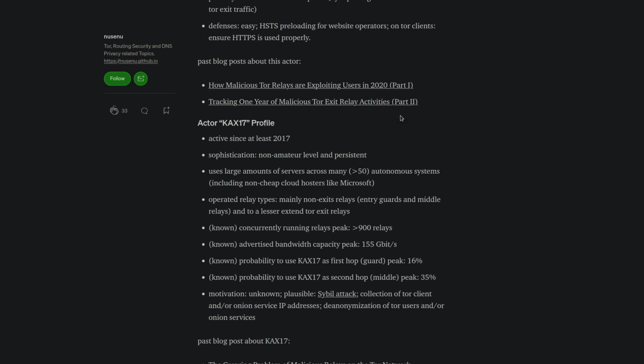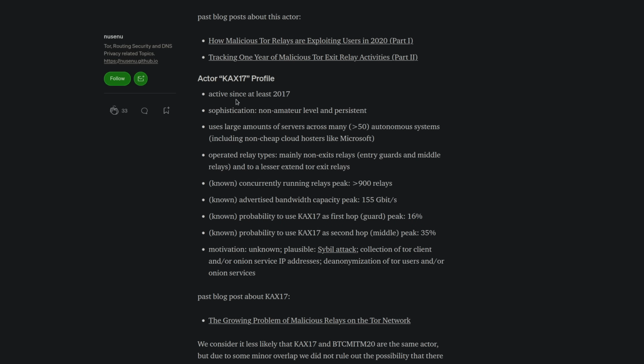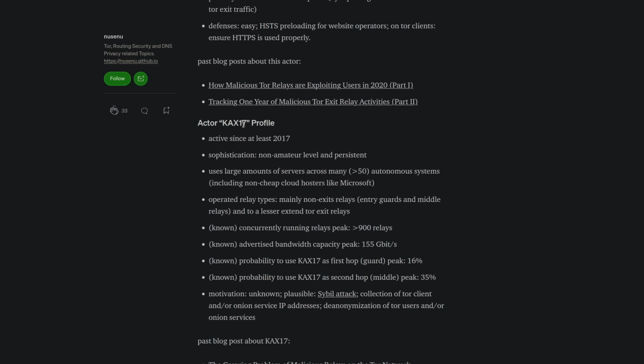If we look at the breakdown of the relays that are believed to be operated by CAX-17 in their profile, so they've been active since 2017. That's where the 17 in their name comes from. They are considered sophisticated, non-amateur, and highly persistent. They're using large amounts of servers, including non-cheap cloud hosters like Microsoft. So making money doesn't really seem to be the goal of CAX-17.